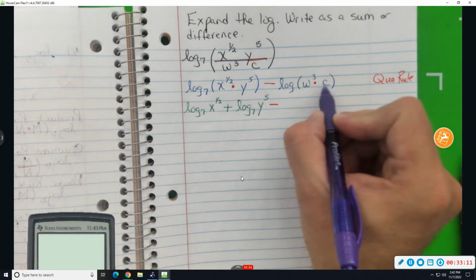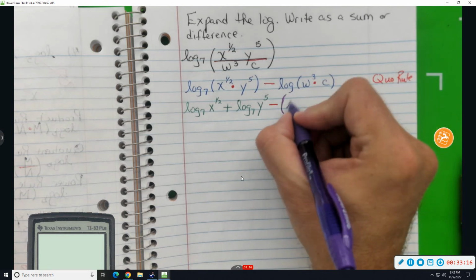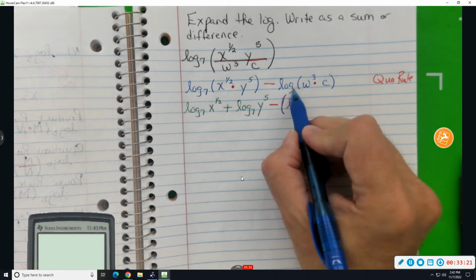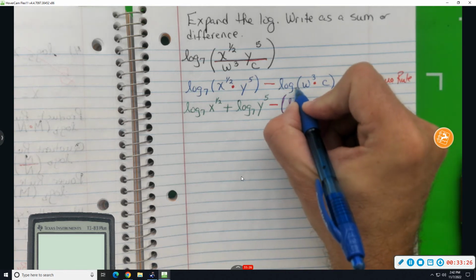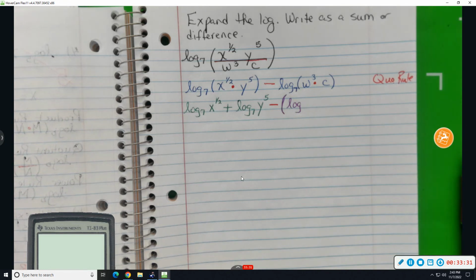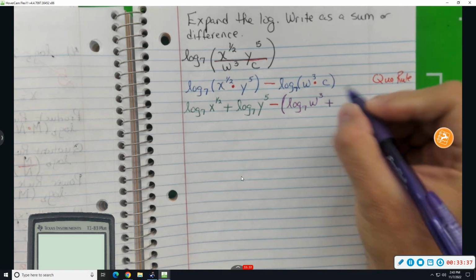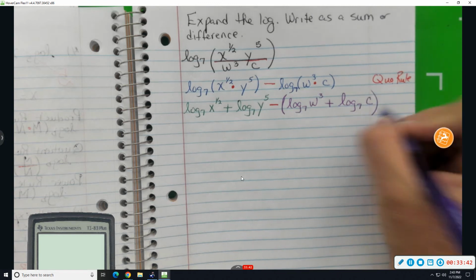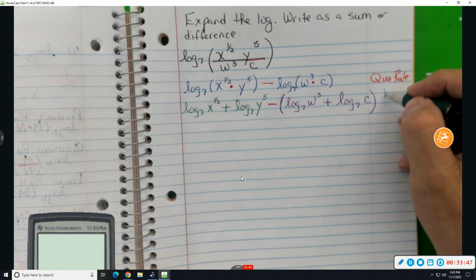Now I'm going to write this as log, oops, I've already made a mistake. What did I forget to write right here after the log? The 7. Log base 7 of w to the 3rd plus log base 7 of c. Now that is the product rule.